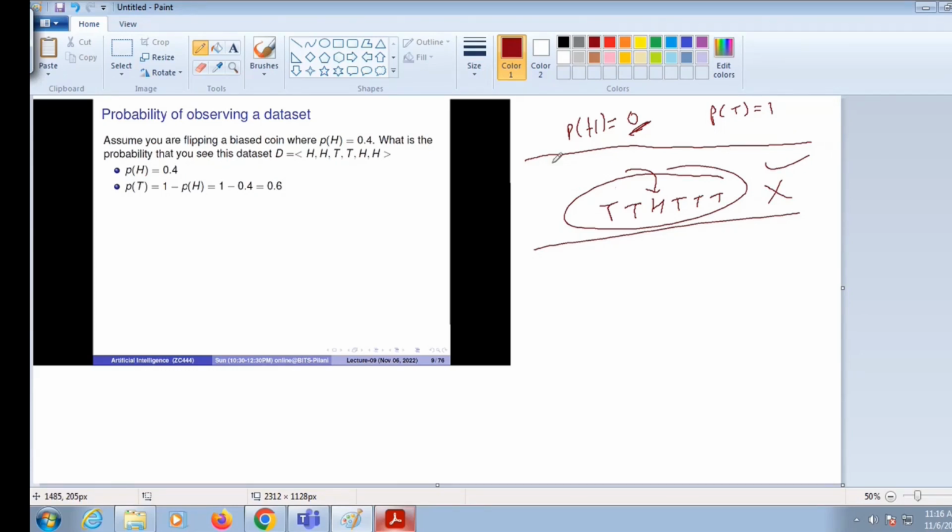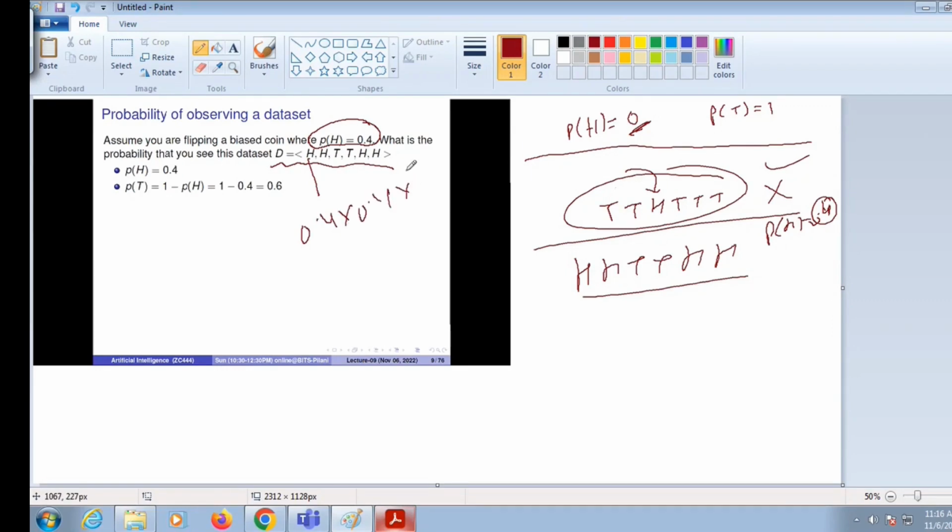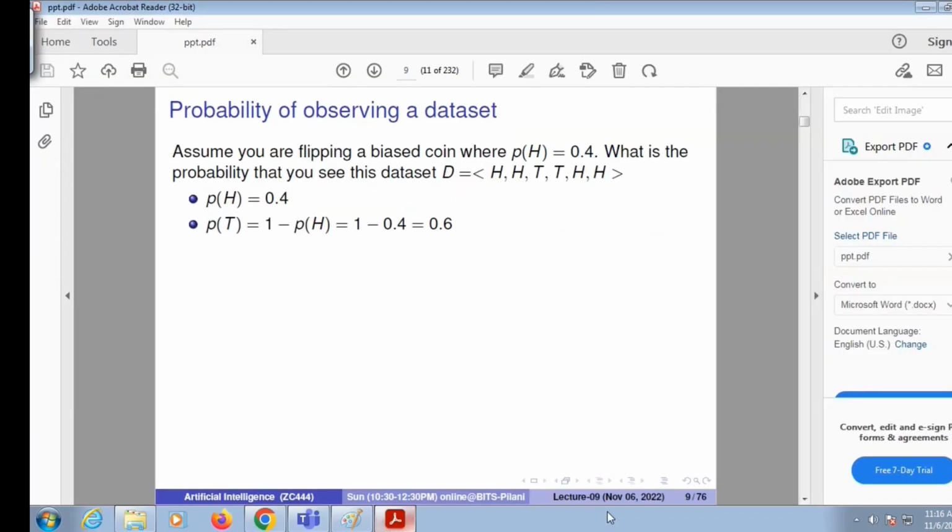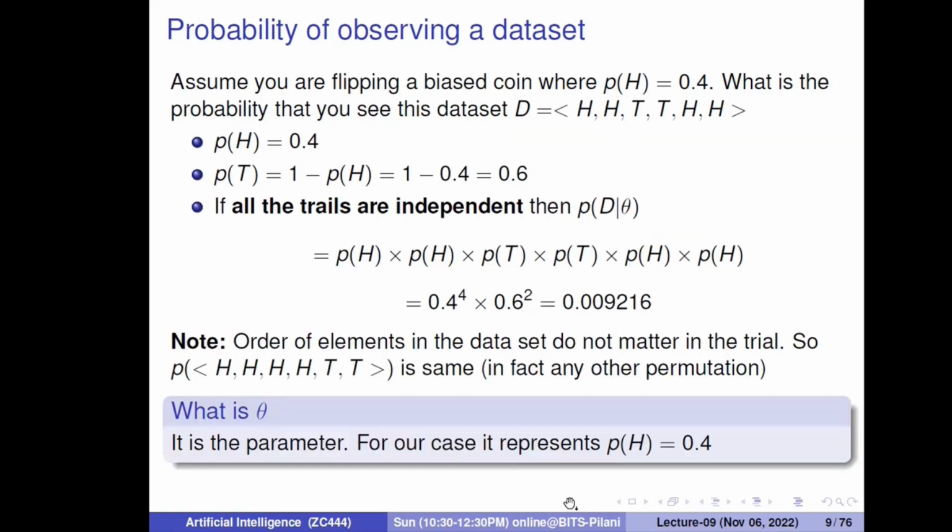For example, let's assume that I say head, head, tail, tail, head, head. What is the probability of head, head, tail, tail, head, head, when the probability of head is equal to 0.4? It is given here. What's the probability that you see this particular thing? Initially there should be a head, with probability 0.4. Then a head, 0.4. Then a tail, 0.6. Then tail, 0.6, then head 0.4, 0.4. By this you can find the probability of this particular expression. It gives you the probability of seeing this particular data.